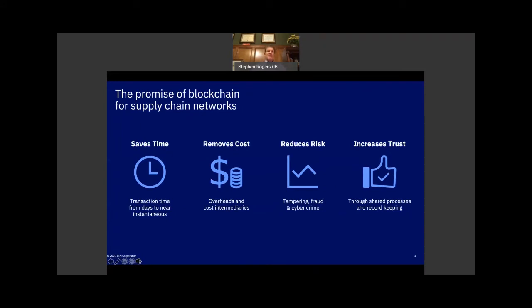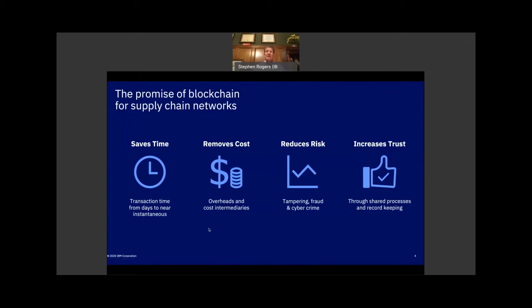The promise of blockchain, that's what I like to call this chart: it saves time because you're no longer having to deal with intermediaries that are building that trust for you. It is a peer-to-peer network. It removes costs because you don't have to pay those intermediaries, as well as you can eliminate all those areas within your company where data is being disputed, whether it's system to system or your company to another company.